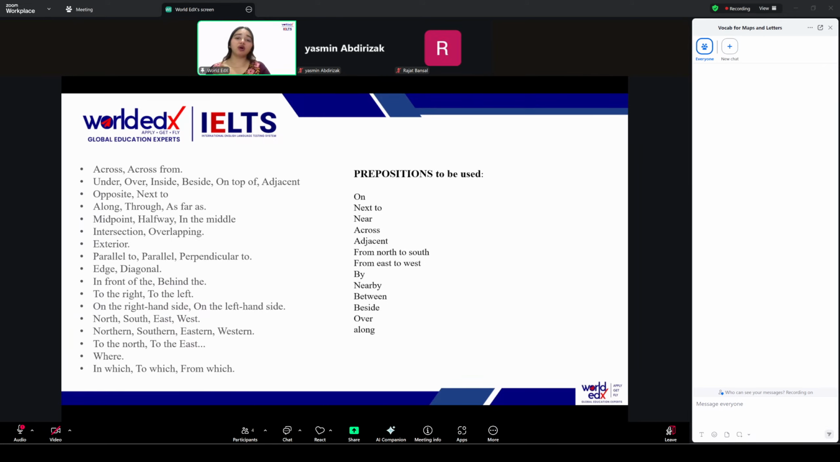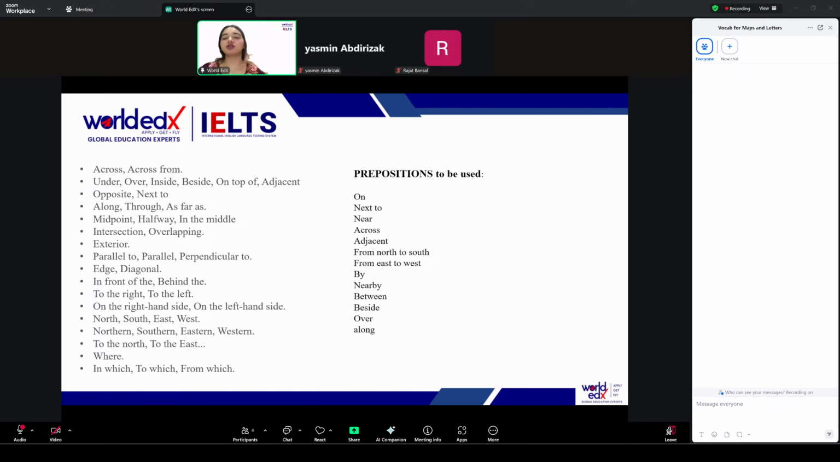And when we talk about other kinds of spatial directions, you have across, from, under, over, beneath, opposite to, along, through, as far as, midpoint, halfway. I would suggest you take a screenshot and see exactly when these prepositions are to be used, so that you know the context, okay? And you will use a lot of spatial directions in the map, because in the map you have to describe where the place was.